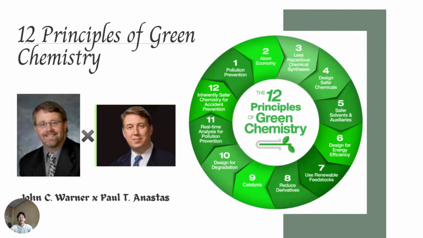Next. On this page, green chemistry also has 12 principles. John C. Warner and Paul Anastas formulated the 12 principles of green chemistry in 1998. These serve as guidelines for chemists seeking to lower the ecological footprint of the chemicals they produce and the process by which such chemicals are made. So the invention, design, and application of chemical products and processes to reduce or eliminate the use and generation of hazardous substances.